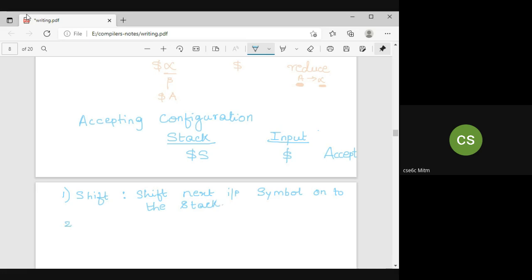Next is reduce operation. Reduce: the right end of the string on the top of the stack is replaced by a non-terminal whose body matches the string.